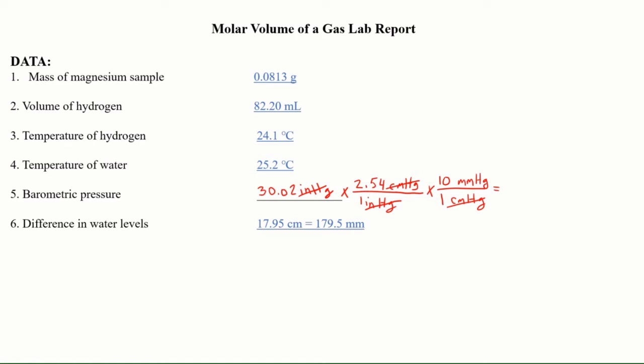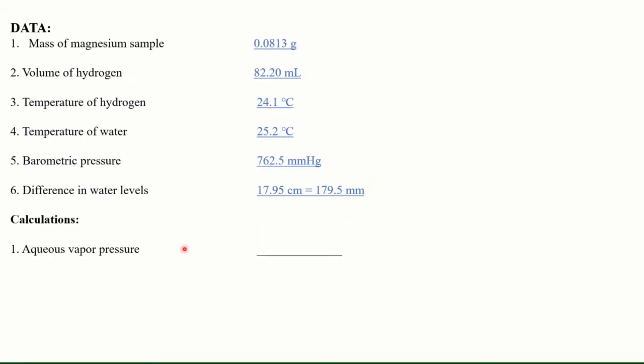I get a pressure of 762.51 or 762.5 millimeters of mercury. Now that we determined the barometric pressure using weather.com, the barometric pressure is 762.5 millimeters of mercury. The first data calculation is number 1, aqueous vapor pressure.